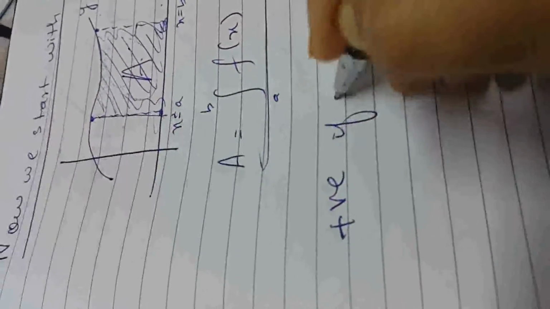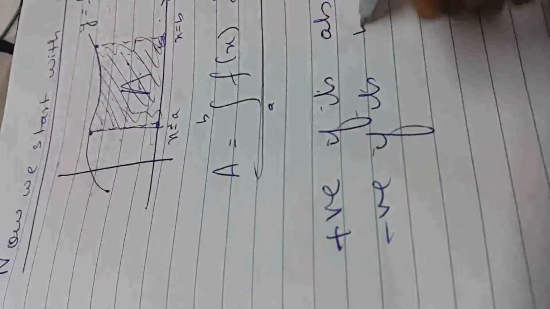This is basically represented as, okay, the area which is bounded by the curve y is equal to f of x, the x-axis, and the lines x is equal to a and x is equal to b, which is basically given as this. This area is positive if it is above the x-axis, and negative if it's below the x-axis.